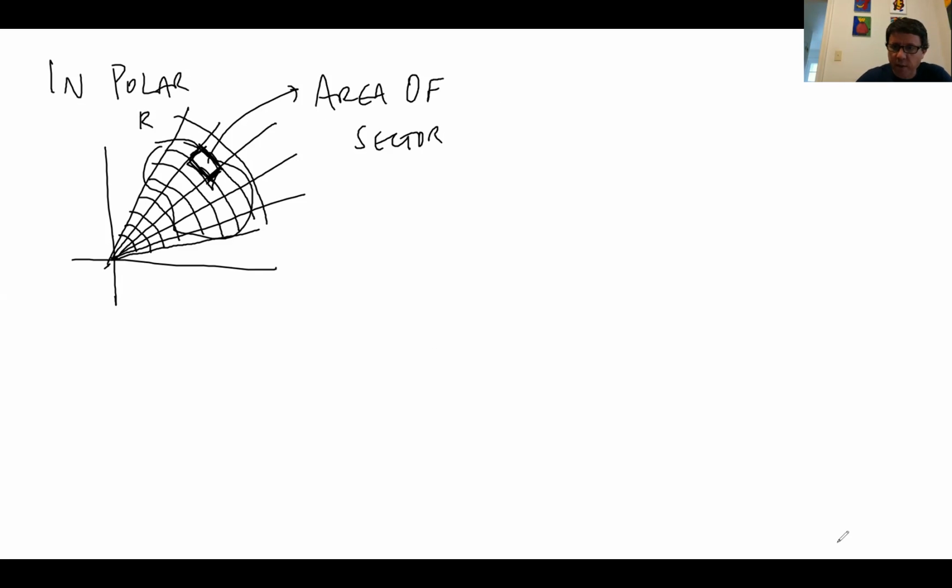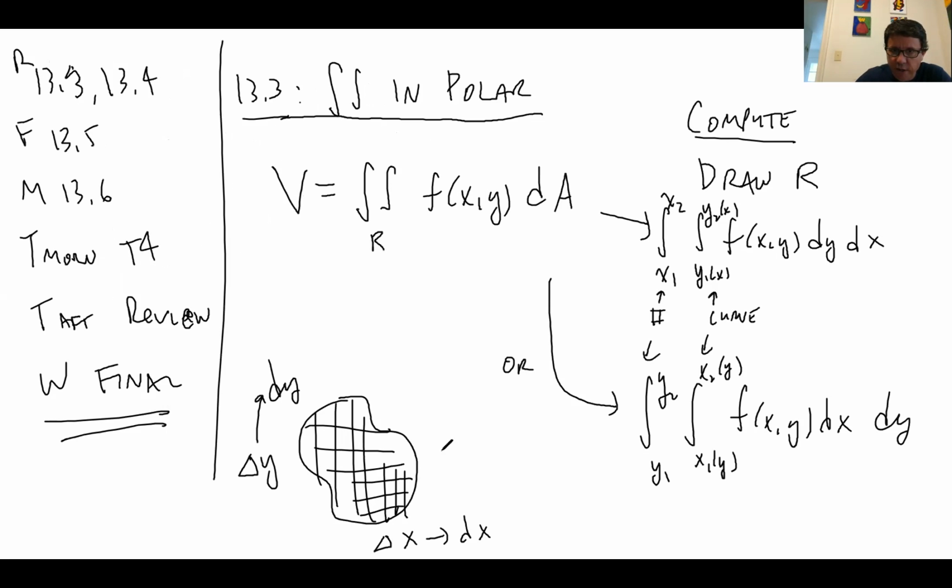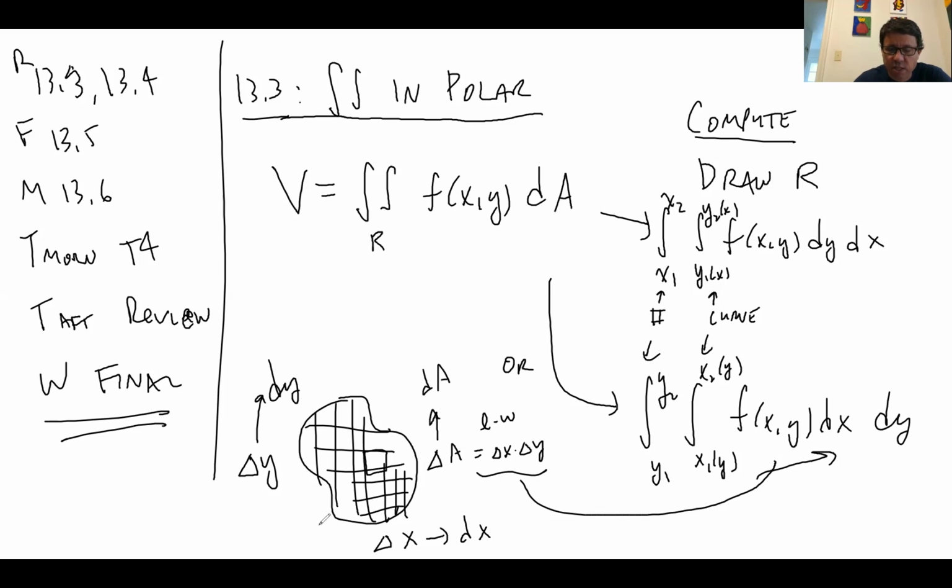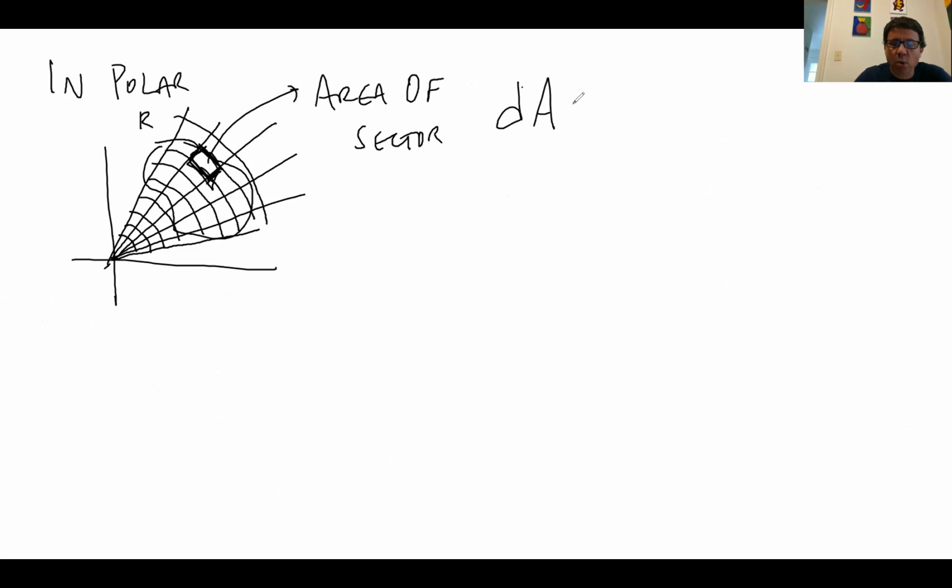Coming back over here, we want to figure out our little area, the little delta A, of any of these little pieces. In rectangular coordinates it's just length times width, so delta x times delta y. That's why this becomes dx dy or dy dx. The little delta A becomes dA, and it's just length times width. But now the problem is my dA is no longer as easy as that. It depends on the angle. It will depend on the delta of the angle.